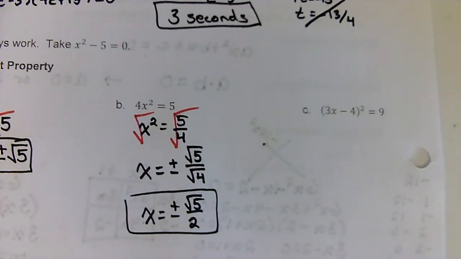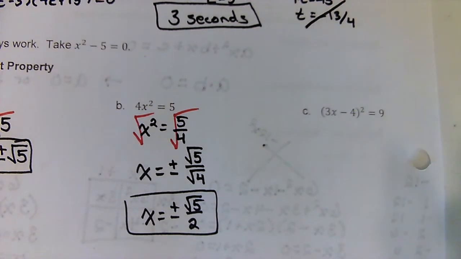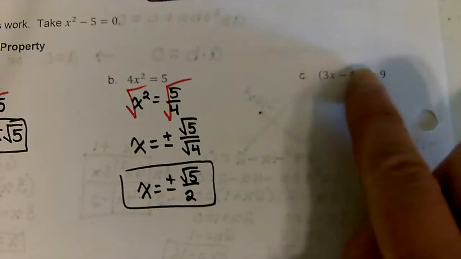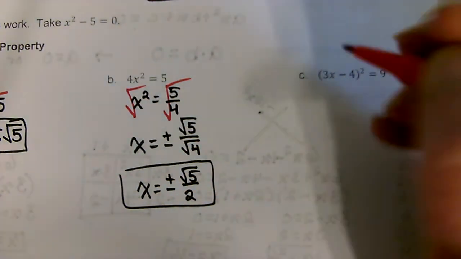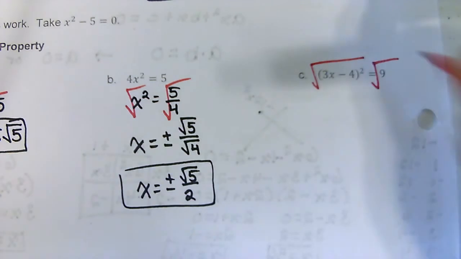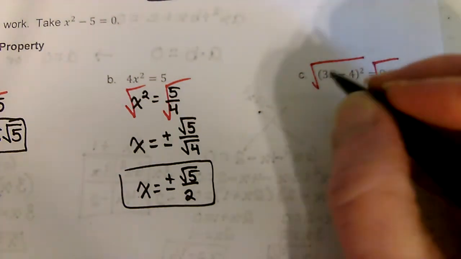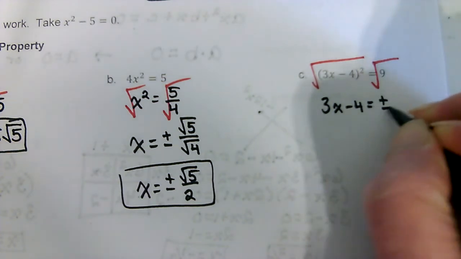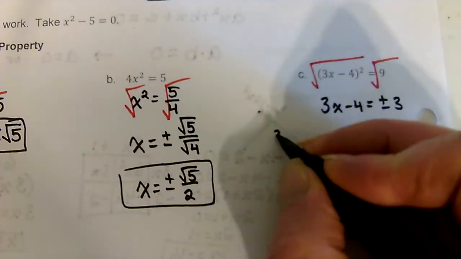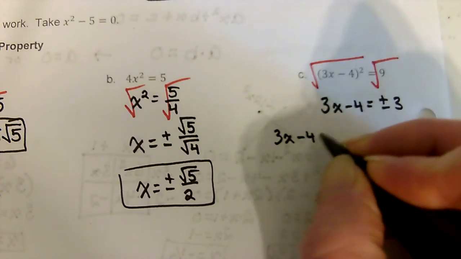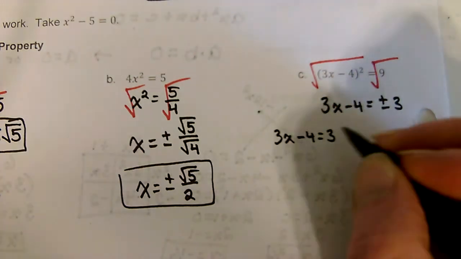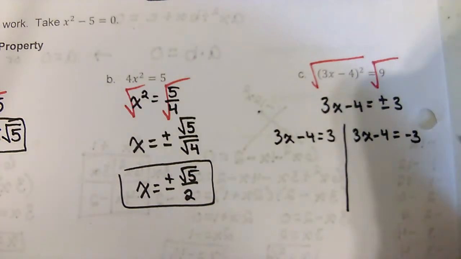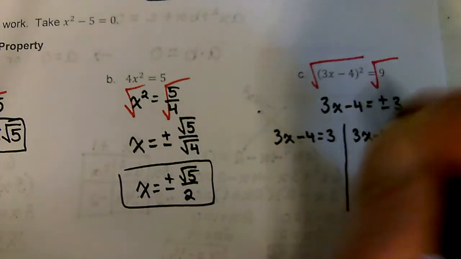And I threw this one in there because it could also work the same way. Now I could multiply it all out and all that, but if I have something squared equals a number, I can take the square root of both sides. Don't forget your plus or minus. So I end up with 3x minus 4 over here equals plus or minus 3. In other words, 3x minus 4 equals a positive 3, or 3x minus 4 equals a negative 3. I'm going to get two solutions.